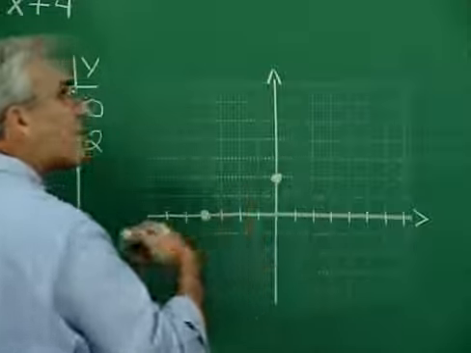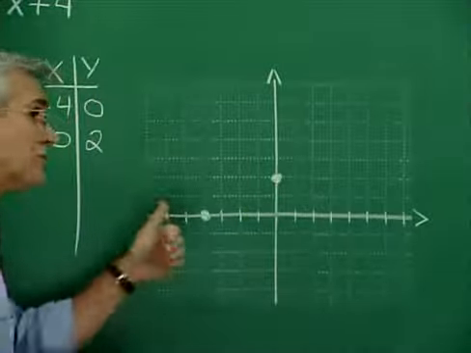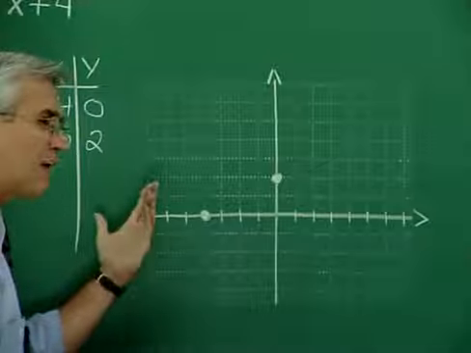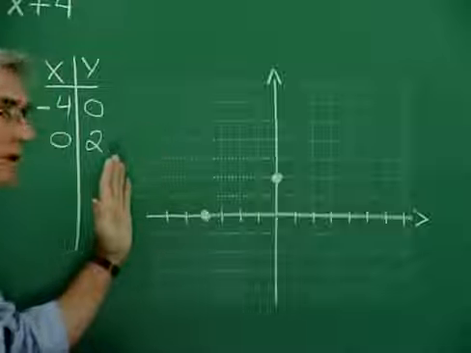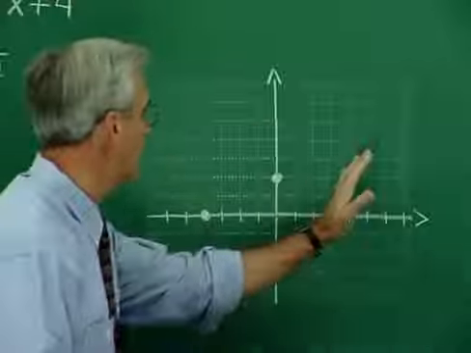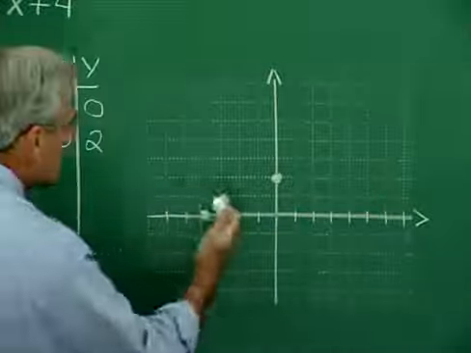Now we need more information about the graph. We've already mentioned that we're not going to let x take on values that are less than negative 4, so that means that we won't have the graph. The graph won't make an appearance in this part of the coordinate plane, but it certainly makes an appearance over here.